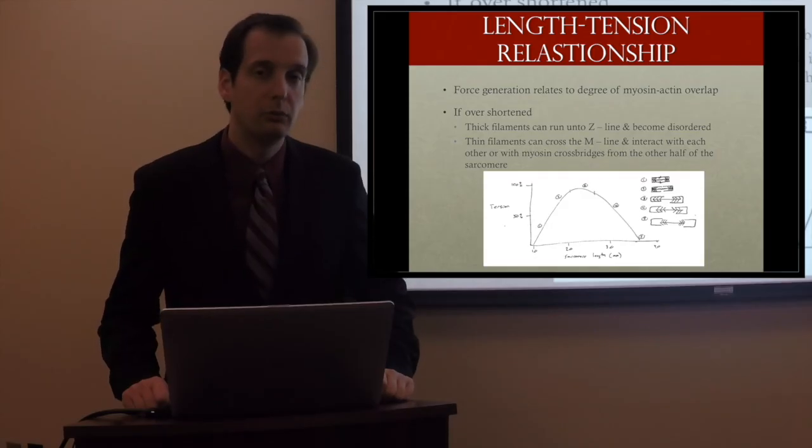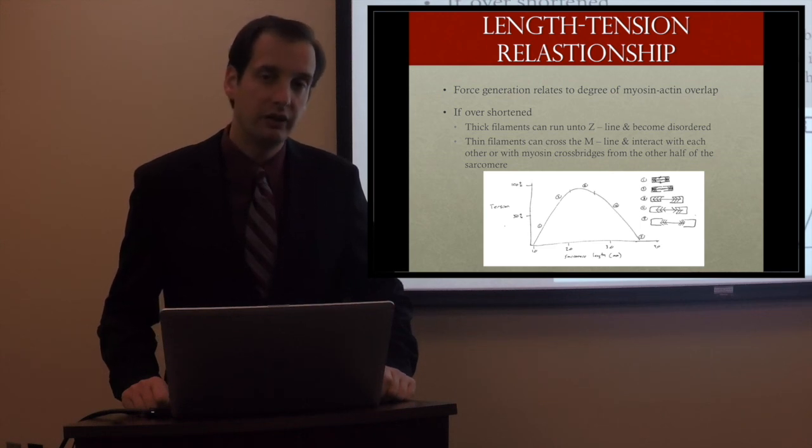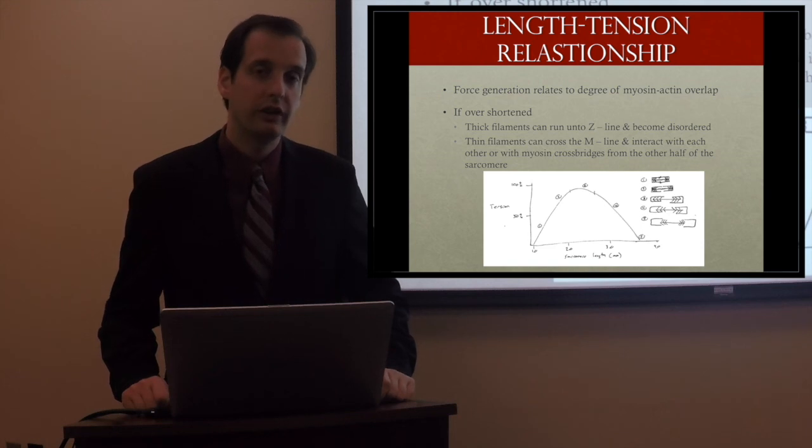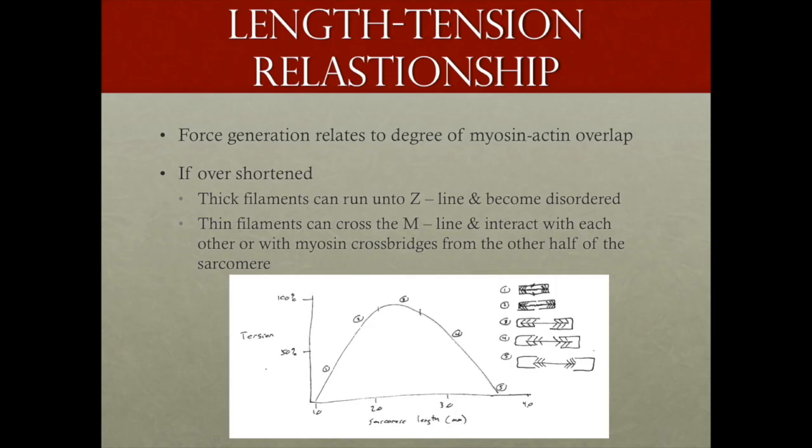Taking the functional microanatomy discussed at the beginning of the lecture and the molecular physiology discussed in the second half of the lecture, we once again have to zoom out and develop a new understanding. And the springboard will be our length-tension relationship. The length-tension relationship is the concept that the force generated by the contraction of the sarcomere is related to the degree of myosin and actin overlap.